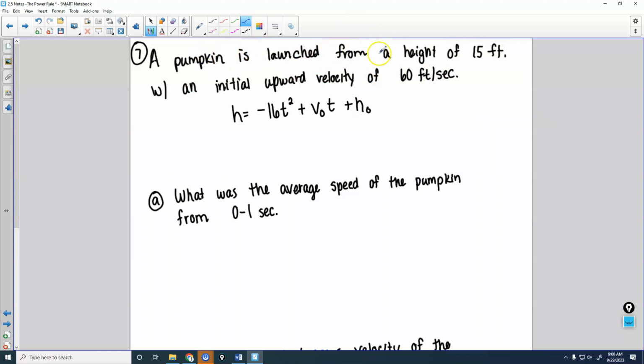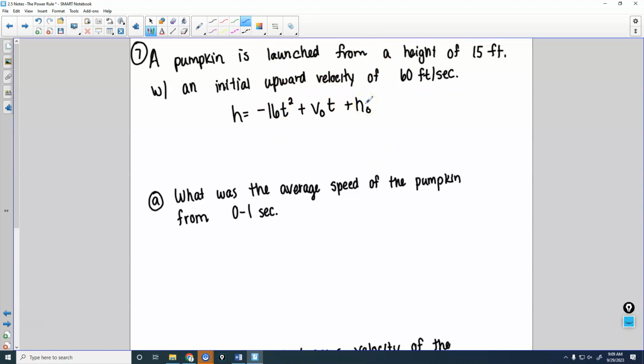But a pumpkin is launched from a height of 15 feet with an initial upward velocity of 60 feet per second. This equation right here is the equation that you use for the height of a projectile object. Now, it does ignore air resistance, so this would be like shooting a pumpkin in a vacuum, but still on Earth. So you still have gravity, but you don't have air resistance.